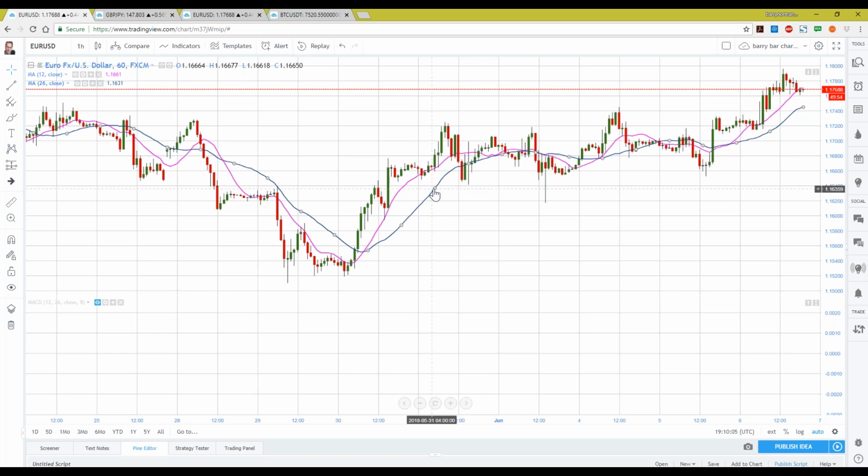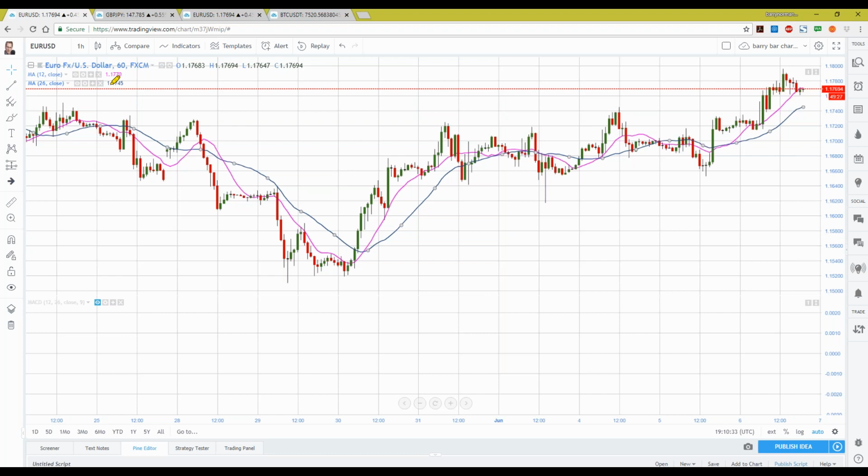But this is not part of MACD. This is the beginnings of MACD, because MACD is drawn below the chart. So the first derivative of MACD is the 12-period and the 26-period moving averages.